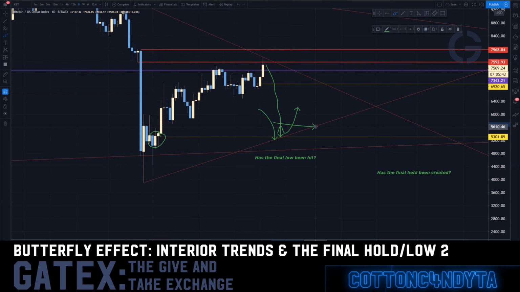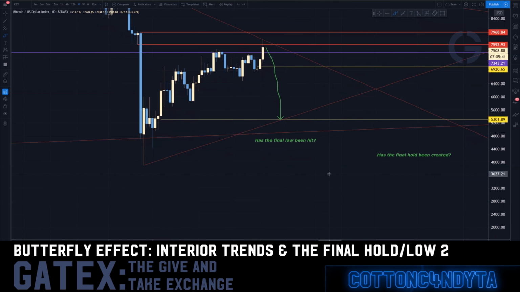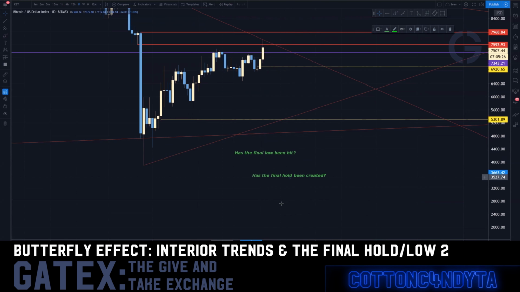It has this very neat flow of information, the way it works and what gets created. When we look at trends, this is what we say, right? We say, has the final low been hit? If the final low has been hit, has the final hold been created? The final low point of the move creates your final hold. Importantly, this is the first event that happens to create the more important event of the final hold. So now you have your final trend and your final hold level.